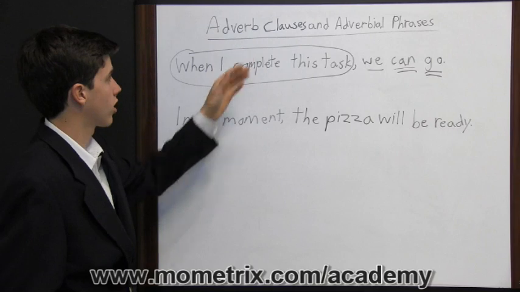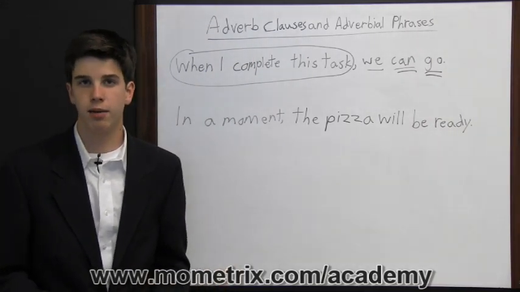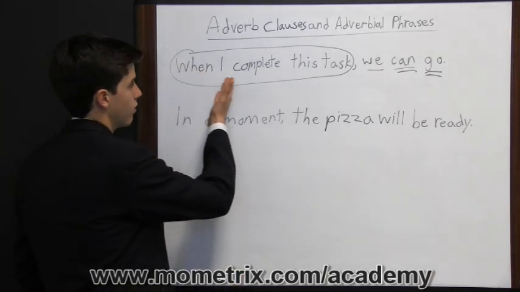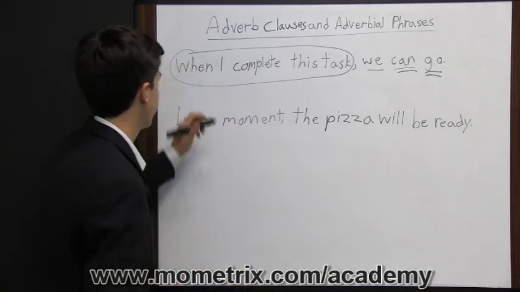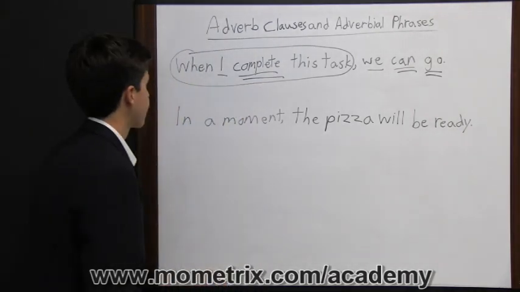Now notice that it's called a clause. It's called an adverb clause, and that's because clauses contain both a subject and a verb. And that is the case with this group of words right here. You see a subject and a verb. I is the subject, and complete is the verb.